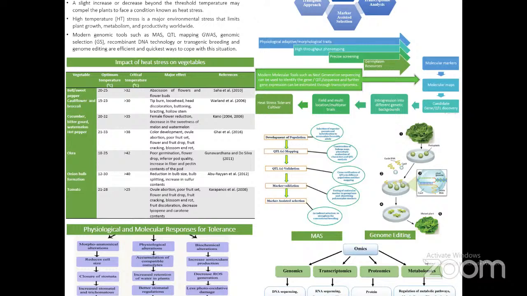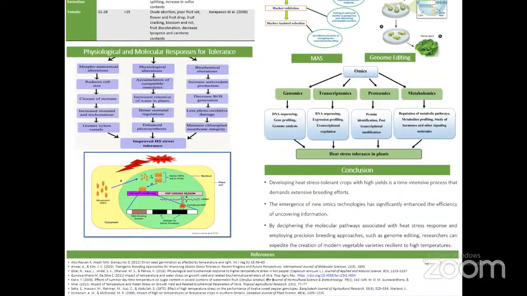So now that we have seen the detrimental effects of heat stress on the vegetables, let us understand the plant response that determines its ability to increase the tolerance for high temperature. Some of them include morpho-anatomical alterations, physiological and biochemical alterations. These are: the plant may reduce its cell size, it regulates the opening and closing of stomata, and it increases the number of trichomes. And when it comes to the physiological alterations, we can see the accumulation of compatible osmolytes such as proline, glycine betaine, sucrose, etc.